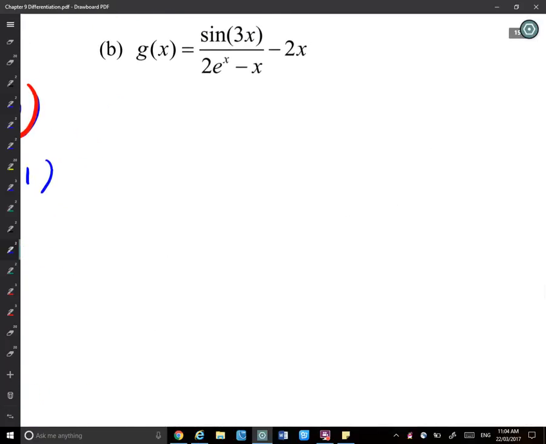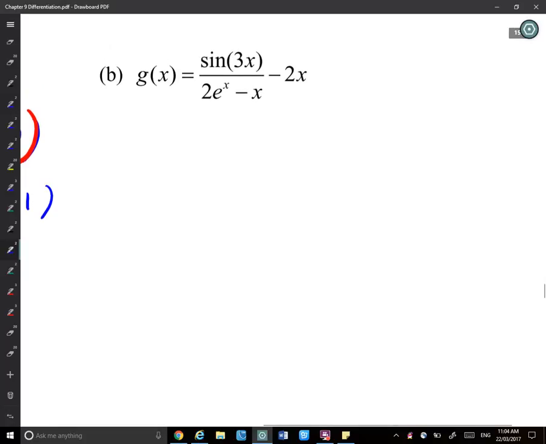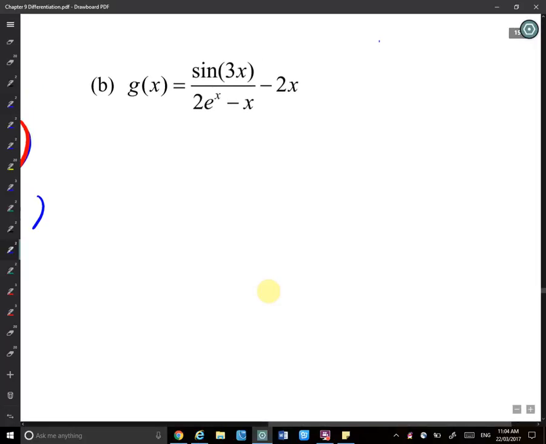Okay, question B. g(x) equals sin 3x over 2e^x minus x squared. That's something divided by something, and I can't simplify it. I can't expand it. I must use the quotient rule. So let's say f(x) equals sin 3x over 2e^x minus x.